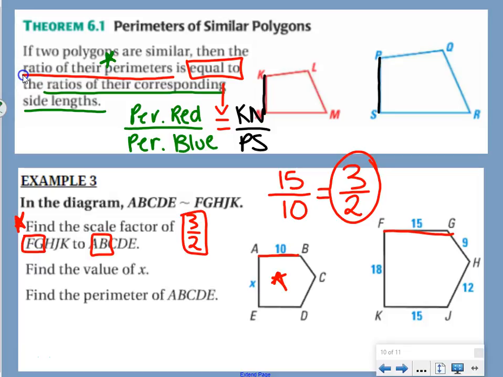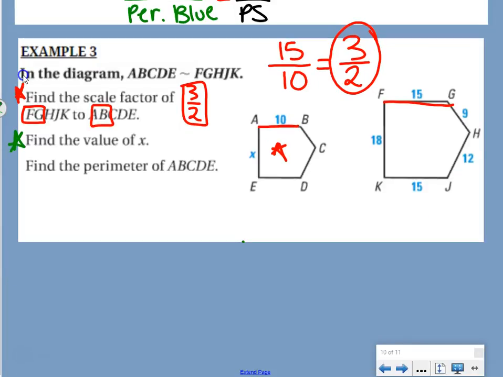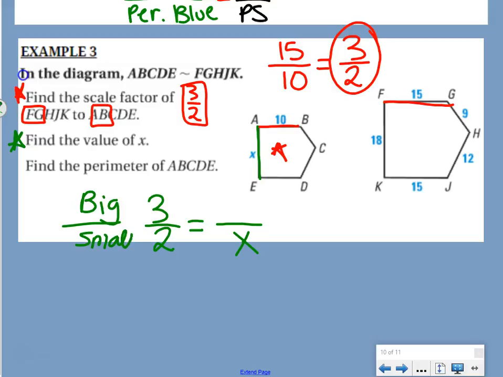Second question. Find the value of x. To do so, we need to set up a proportion using our scale factor, 3 over 2, equals the value of x goes on the bottom, because remember, we were working with the bigger figure, the ratio of the bigger figure to the smaller figure. So that ratio is 3 to 2. X is on the smaller figure, so it needs to go on the bottom. We need the corresponding side to AE, which would be FK. That is 18.